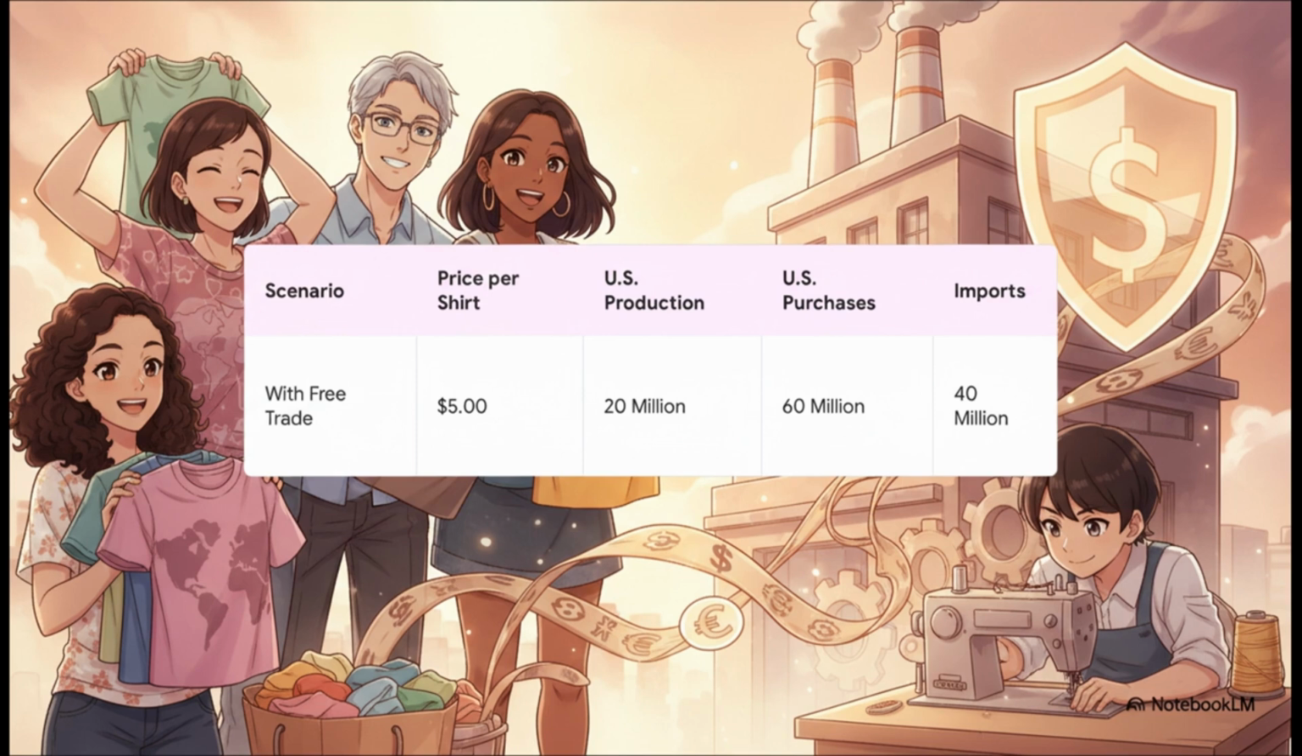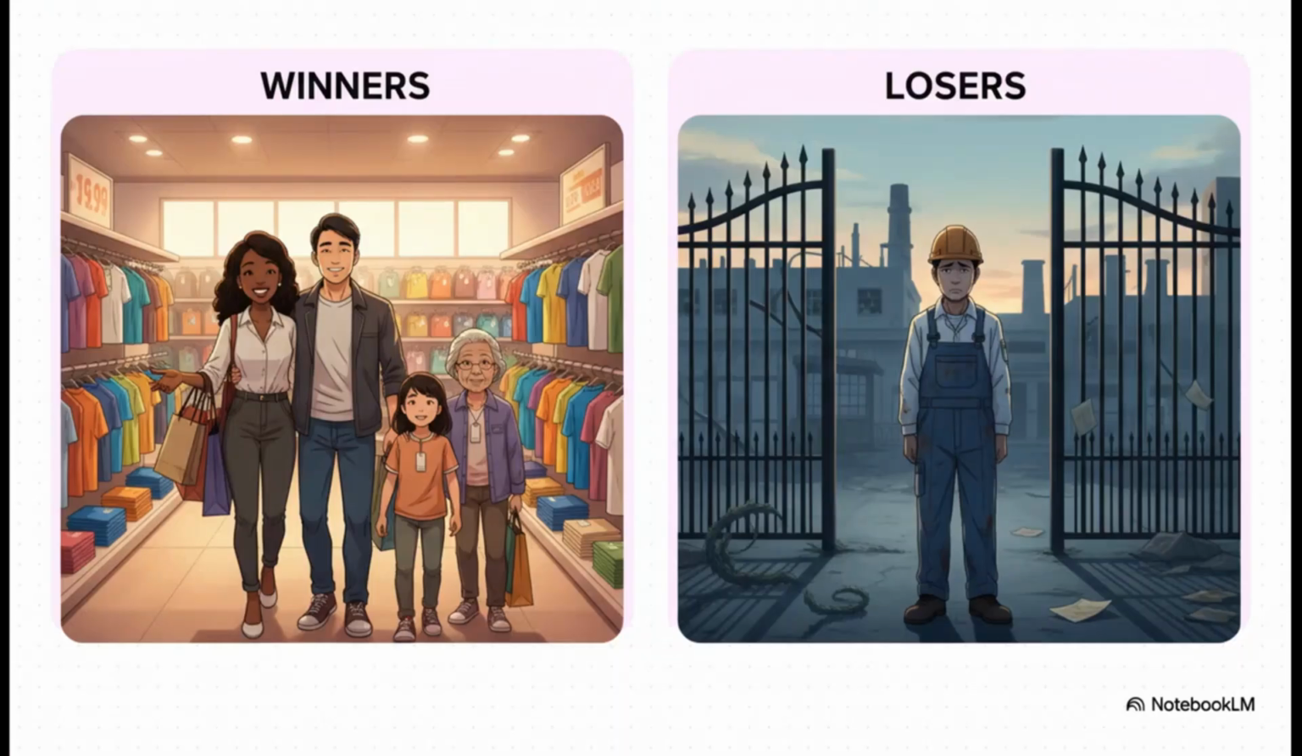But look at what happens to our local factories. They can't make a profit at that low price, so their production gets cut in half, from 40 million all the way down to 20 million. So, wait. If we're buying 60 million, but only making 20 million, where does the other 40 million come from? You got it, imports.